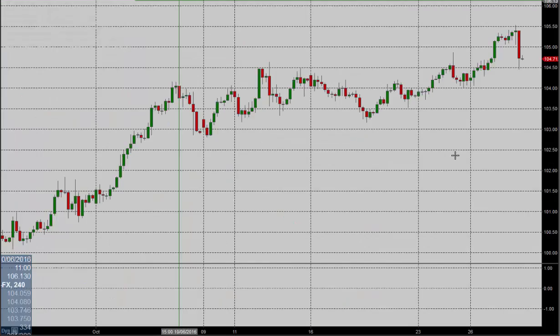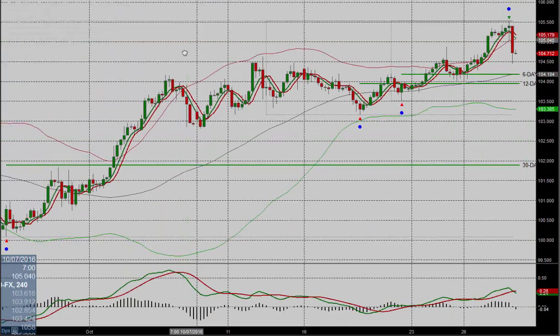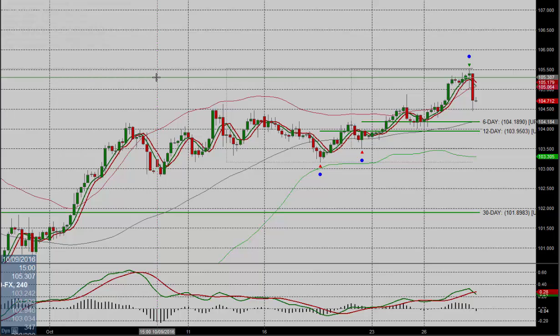Drop down to a 4-hour chart, and you can see you have some support down there, around 104, the figure. So we'll take a look at that down there. But definitely like buying dips here, both long and short term.